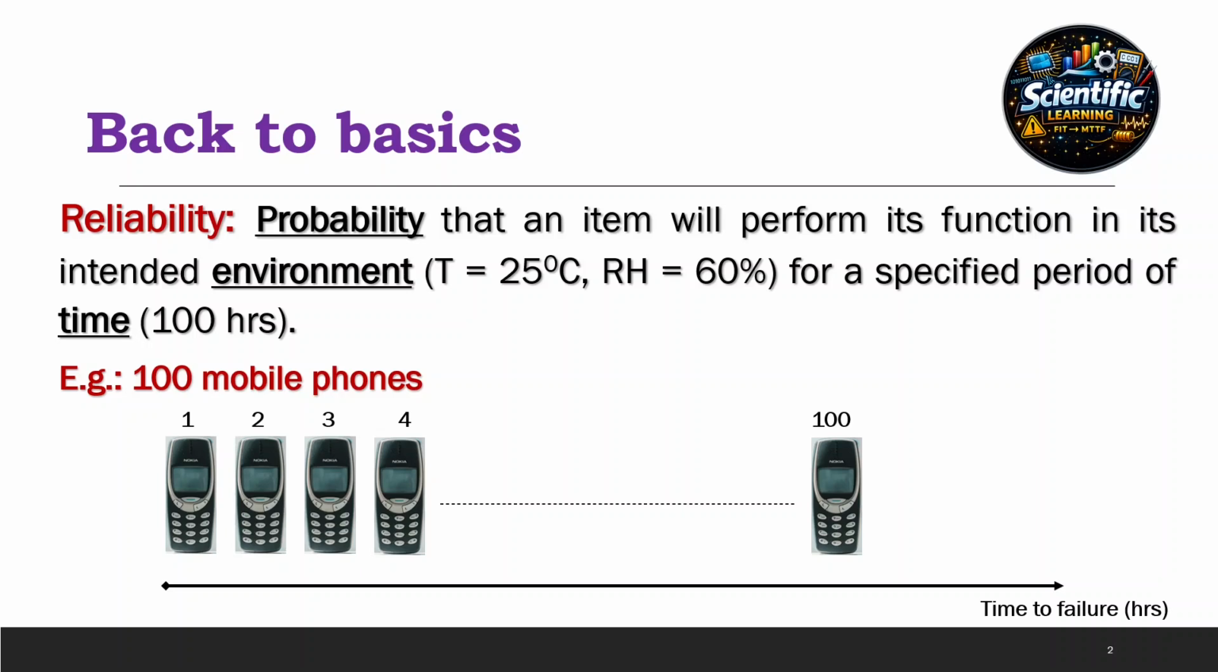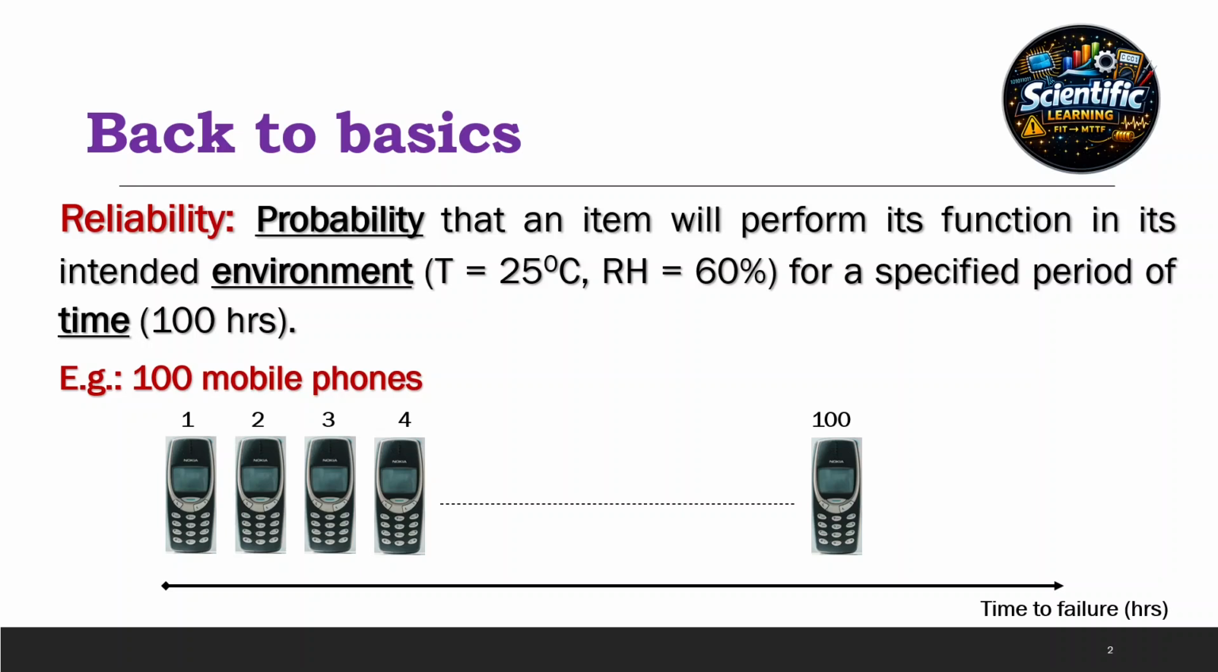Now notice that this definition is conveying three key concepts on which reliability is based. Firstly, reliability is a probability. It is not a guarantee that a product will function. Rather, it says that there is a chance that the product will not function as expected.